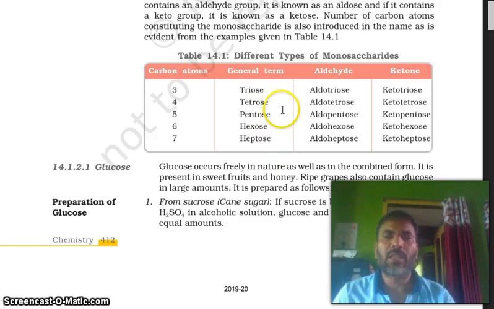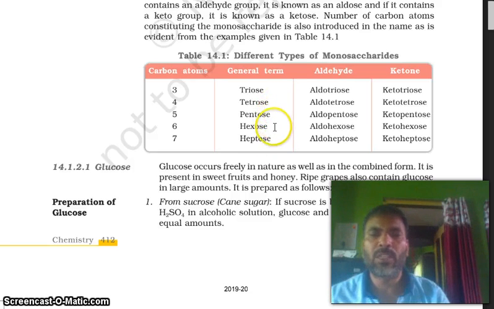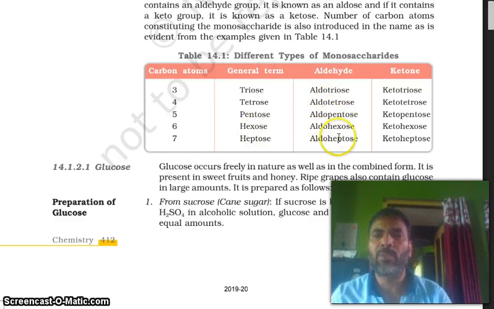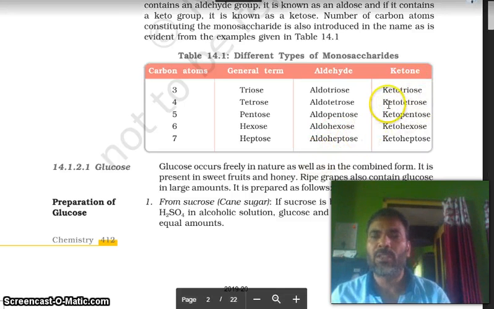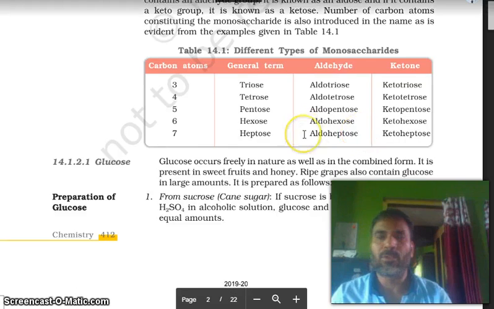Monosaccharides: triose, tetrose, pentose, hexose and heptose. General terms. So for aldehydes: aldotriose, aldotetrose, aldopentose, aldohexose, aldoheptose. And for ketones: ketotriose, ketotetrose, ketopentose, ketohexose, ketoheptose.